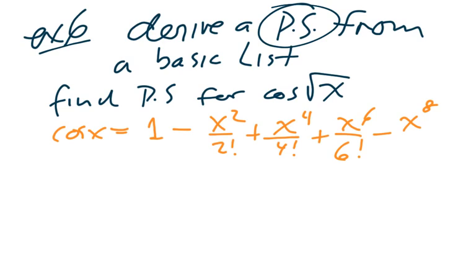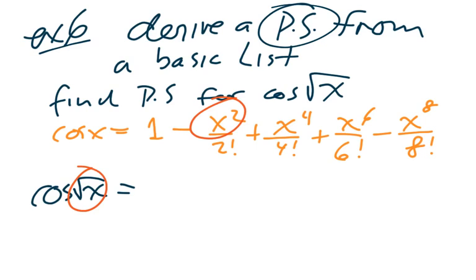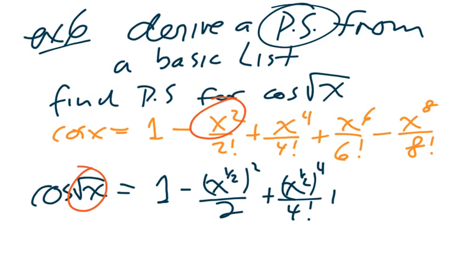Okay, so that means the function we're interested in, cos root x, we just replace all of these with this. And so we get 1 minus x to the 1/2 squared over 2 plus x to the 1/2 to the 4th over 4 factorial, whatever that is. And there I go bragging about how well I know this, but I got these signs wrong. Let me change these. This is a minus, and a plus.